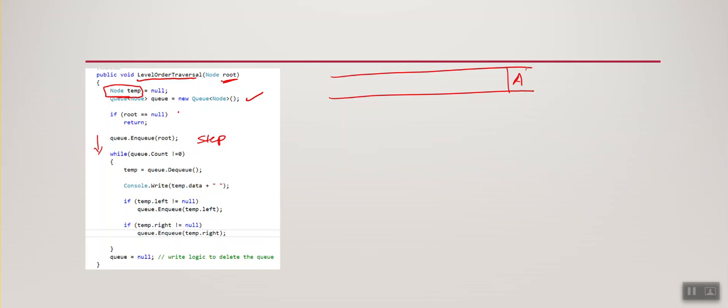That is root node A. Then in this while loop, what I'm trying to do is take out the first item to the temp variable. So that means I'm just taking this thing out and putting it in the temp variable. I'm printing the data of this particular node, that is A, and then I'm checking whether node A has any left child or not in this step. If there is any left child, it will add that to the queue.